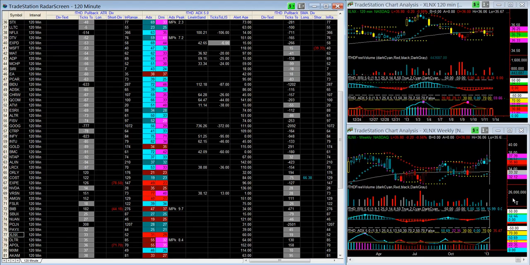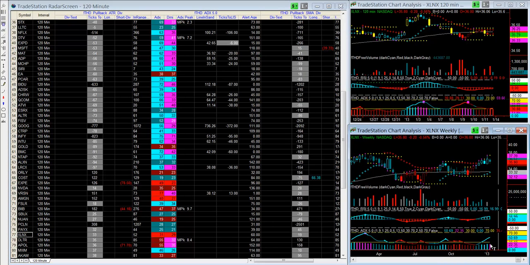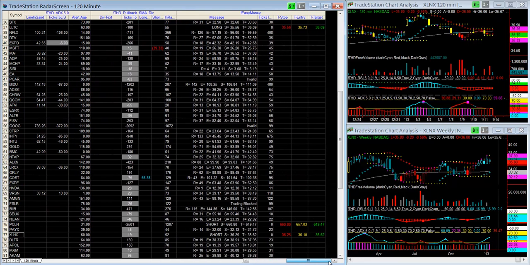XLNX. And on this one, you're at the ATR here, but you're going against your weekly. Not something I would want to do. Now, the next way that we can actually do it is through the easy money indicator.